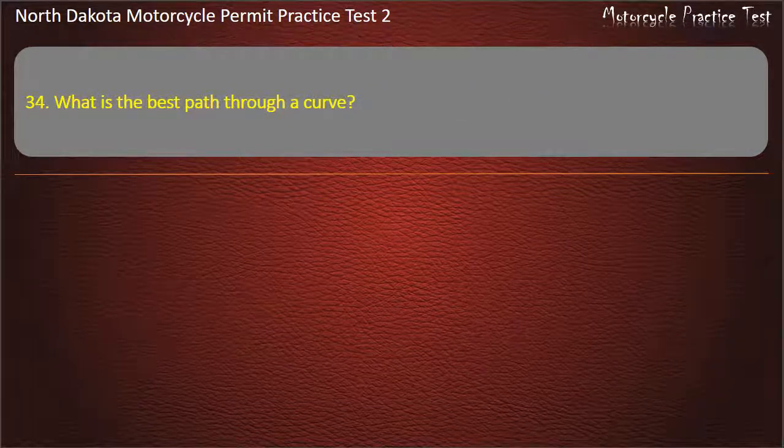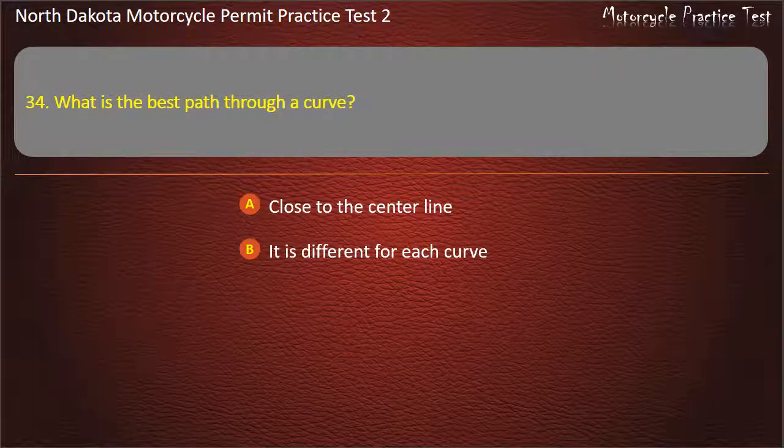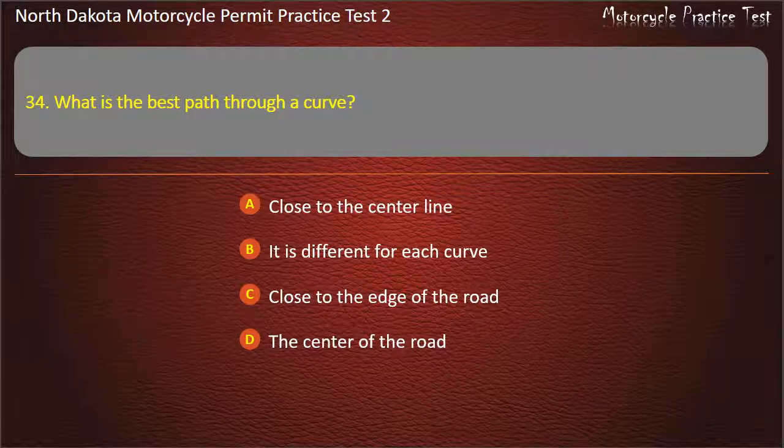Question 34. What is the best path through a curve? Close to the center line. It is different for each curve. Close to the edge of the road. The center of the road. Answer: it is different for each curve.